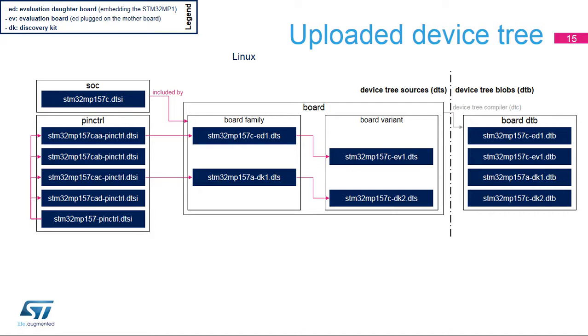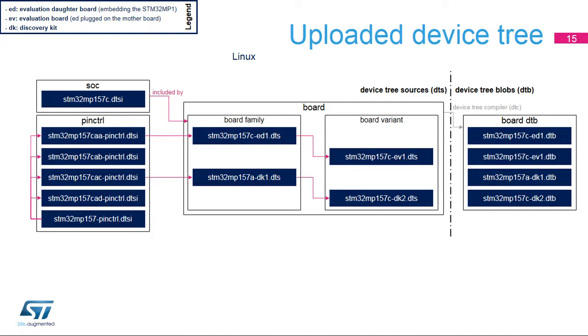Let's zoom into the Linux device tree that is split in several files. The SOC file corresponds to STM32MP15 peripherals definition, most of them being disabled in this file. PinCTRL defines the GPIO banks per STM32MP15 packages and the pin configurations used for each package while assembled on a board.